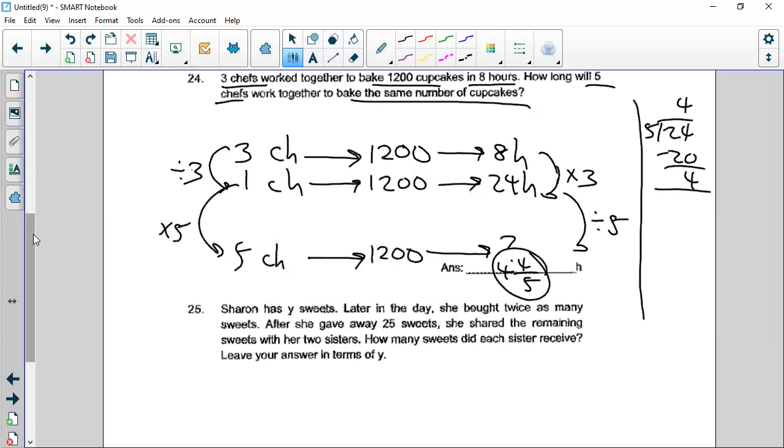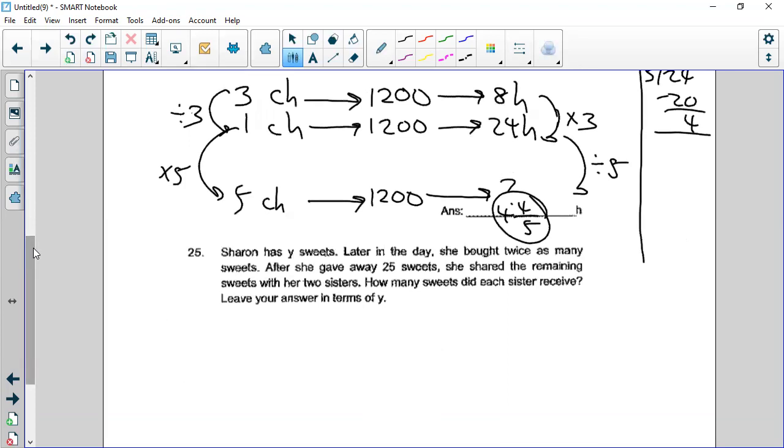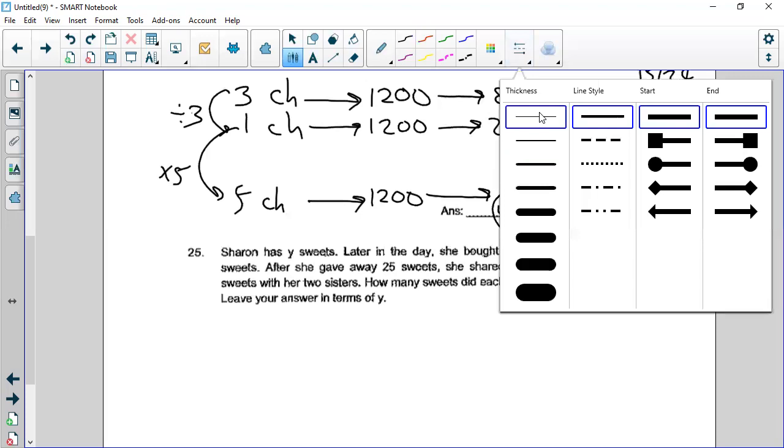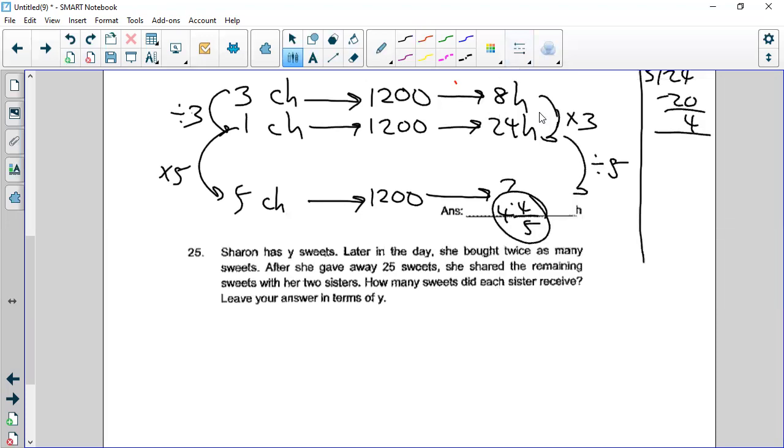Okay, now question 25, some of you can't do it. Then what's the method here? Not really a method, but just a simple way to help you. Change the letter Y because it makes you confused. Change the Y to any number you like, 100 for example, any number you like, but don't make it too big. So Sharon has 100 sweets. When you change it to 100, the whole problem becomes a primary 3 or primary 4 problem.